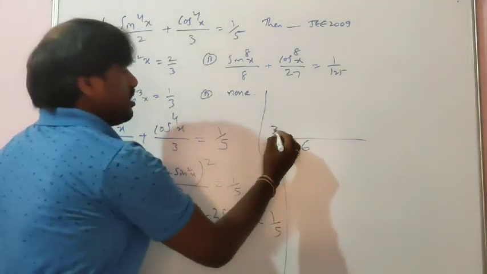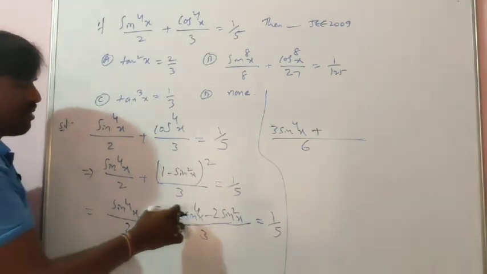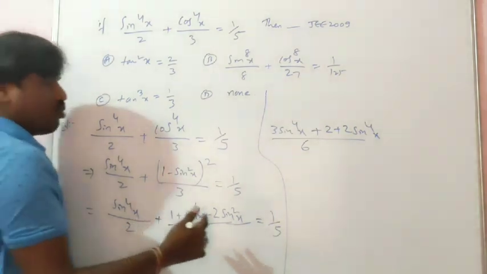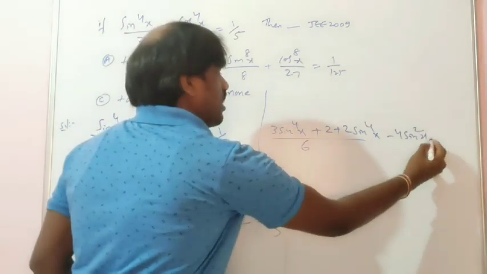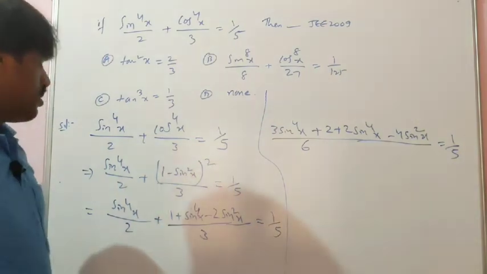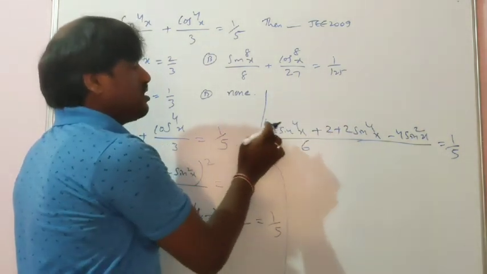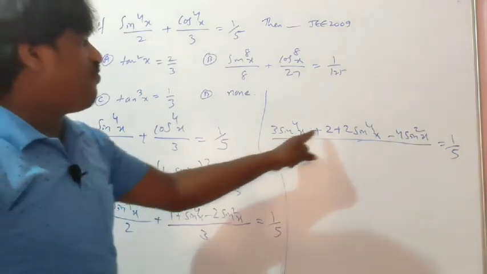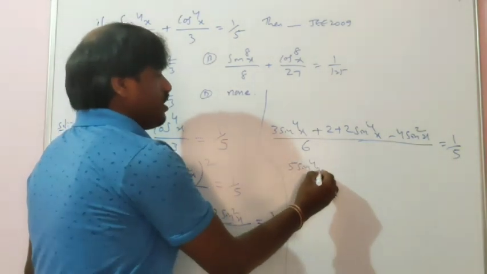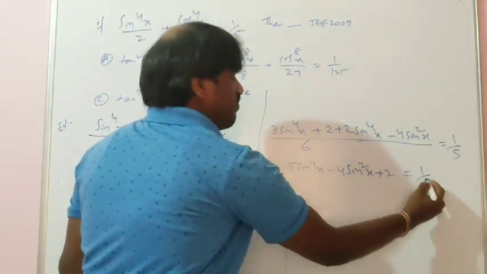So 3 will multiply 3 sin power 4x, and plus, this is 2 times, so 2 will multiply this. So what am I going to get here? 2 plus 2 sin power 4x minus 4 sin square x is equal to 1 by 5. Okay, so now if I do cross multiplication, see here 2 sin power 4x and 3 sin power 4x, that is 5 sin power 4x. So first of all I'll write 5 sin power 4x minus 4 sin square x plus 2 is equal to 1 by 5 divided by 6.